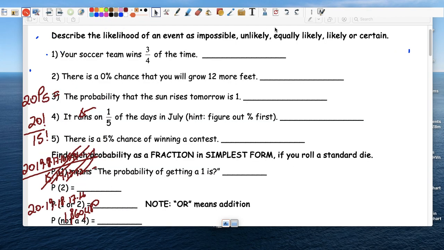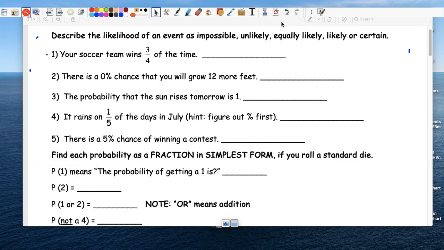You need a calculator. You have a calculator, take your phone, your iPad. So it says here the probability describes the likelihood of an event as impossible, unlikely, equally likely, likely, or certain. Equally likely is the same thing as likely as not. Okay, same thing.